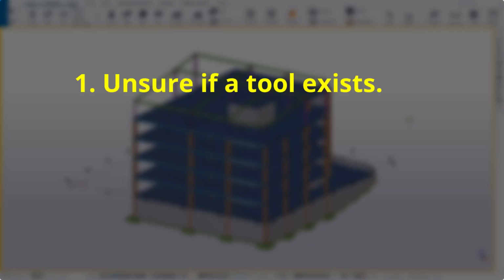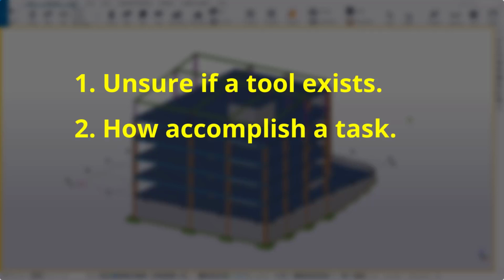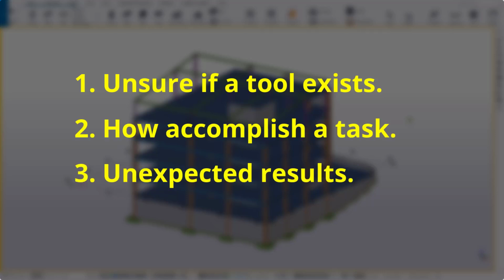There are a few common issues that users run into when using Tekla Structures. 1. They don't know if Tekla can do something. 2. They may not know how to go about accomplishing a certain task. Or 3. They receive an unexpected or incorrect result based on their input. When trying to troubleshoot these areas of concern, users can use what is at their fingertips to uncover some of the answers they may be seeking.